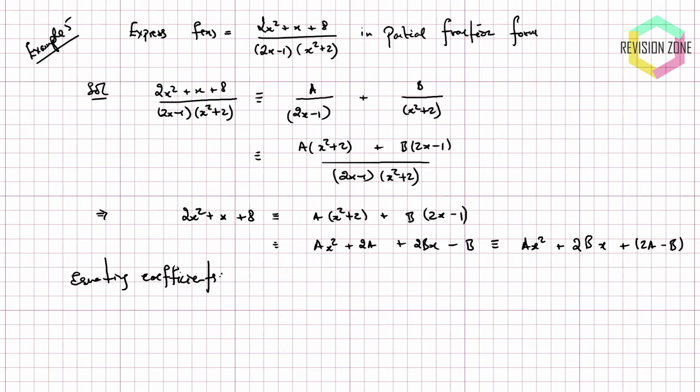What we actually get is, when we equate the coefficients of x squared, 2 equals a. When we equate the coefficients of x, we get 1 equals 2b. So that tells us b is actually equal to a half. And when we equate the constant terms, we actually get 8 is equal to 2a minus b.